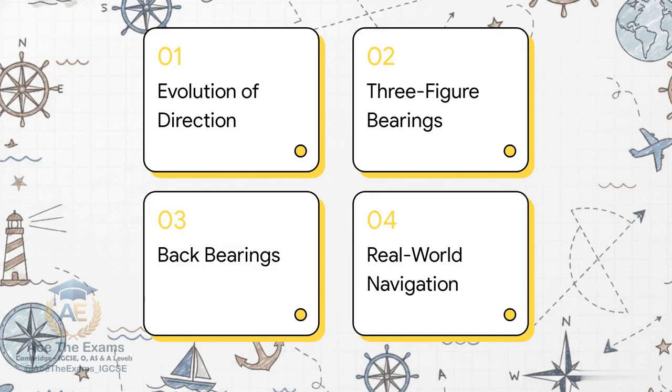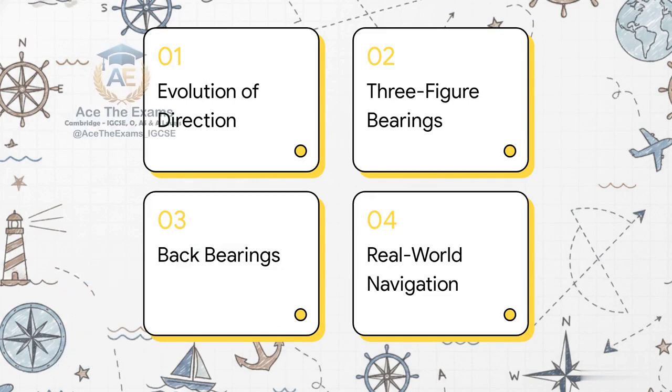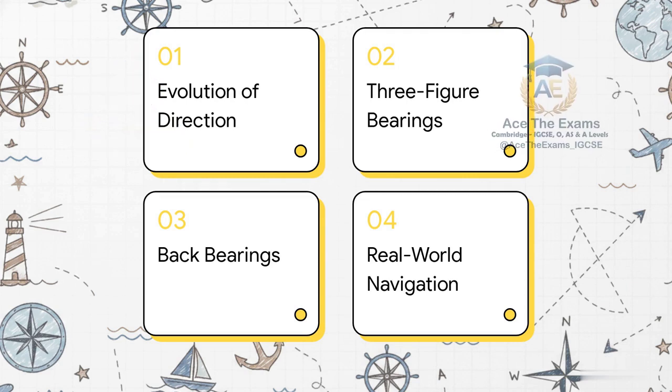Here is our strategic roadmap for today's explainer. Section 1 is the evolution of direction. Section 2 is three-figure bearings explained. Section 3 covers calculating back bearings. And Section 4 puts you to the test with real-world navigation challenges. We are going to decode this step by step.